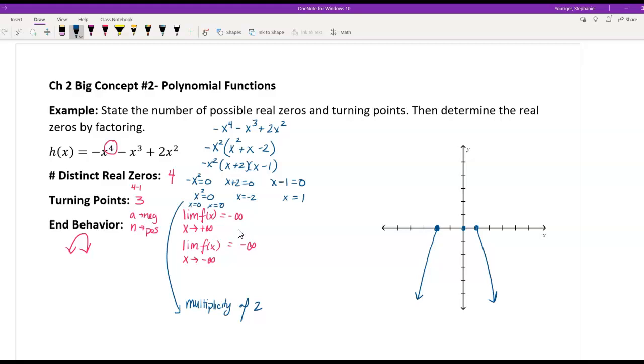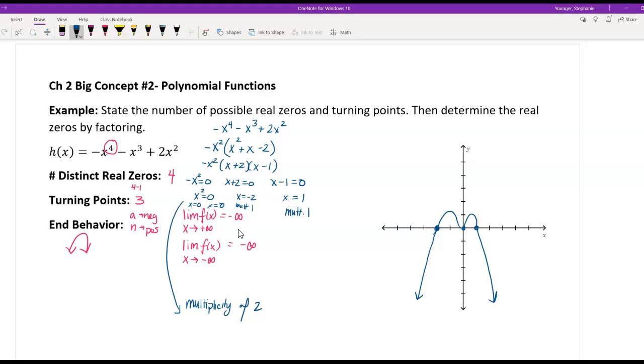But now, I know a little bit more about this middle part. I know that when I come up to 1, because it is an odd multiplicity, a multiplicity of 1, it is going to go through my axis. And I know when I come to 0, it has a multiplicity of 2, so it touches it. So I just bounce right back up. And this multiplicity at negative 2 is 1 as well, which means it's going to go through. So now I'm getting a little bit more detail into my graph.